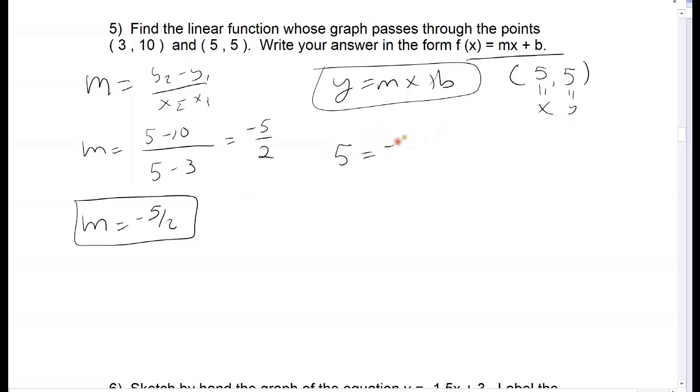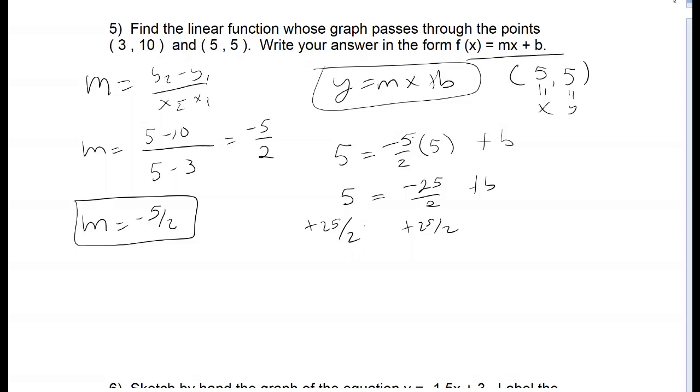So 5 equals negative 5 halves times 5. So this one's not going to come out as nice. So 5 equals negative 25 over 2 plus b. Add 25 over 2 to my 5. So just going to add my 5 plus 25 over 2, which comes out 17 and a half. Or if I use my fraction key on my calculator, 35 over 2. Now I've got all the parts that I need.